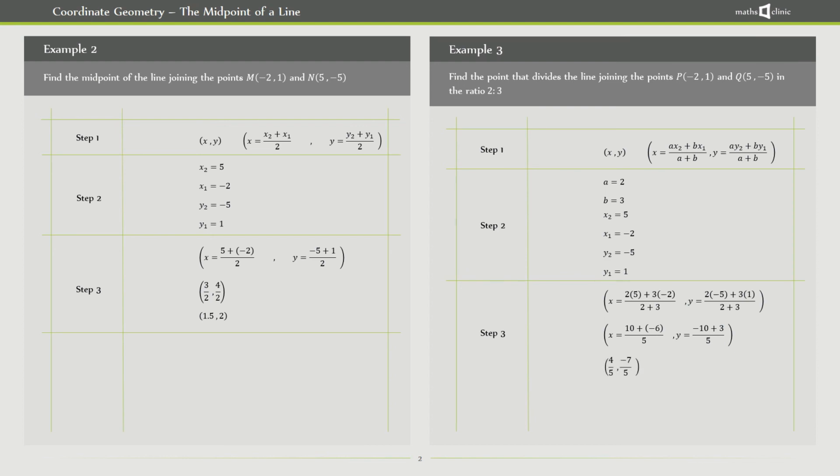And then when we solve all of that out, what we end up with is 4 over 5 and minus 7 over 5. So that is the point that would divide the line PQ into two parts, where the ratio of the first part to the second would be 2:3. So that is how we find the midpoint of a line, and we've also learned how to divide a line in a given ratio. And that would be the end of this lesson.